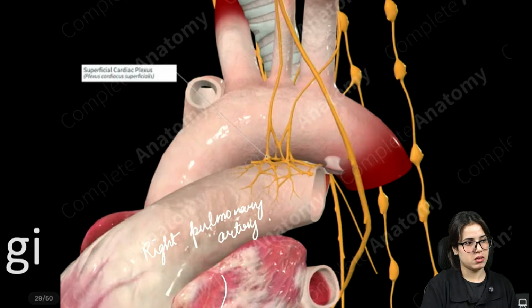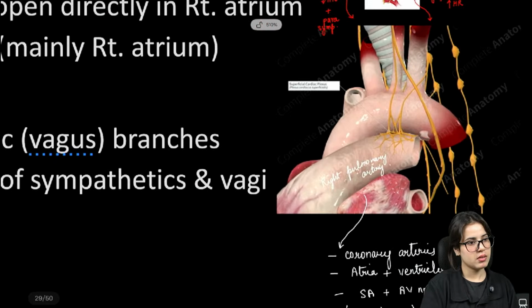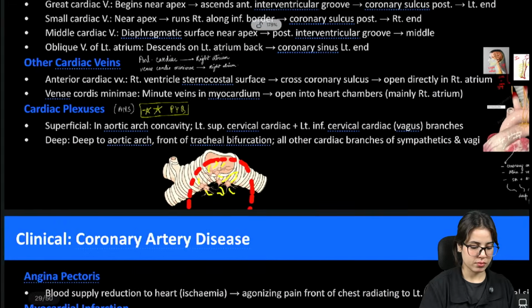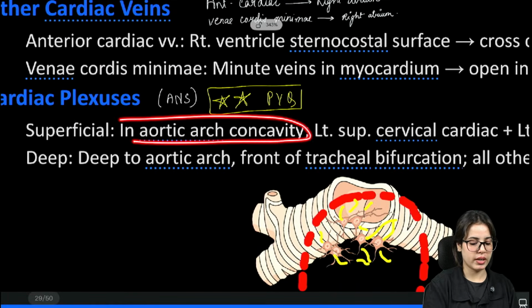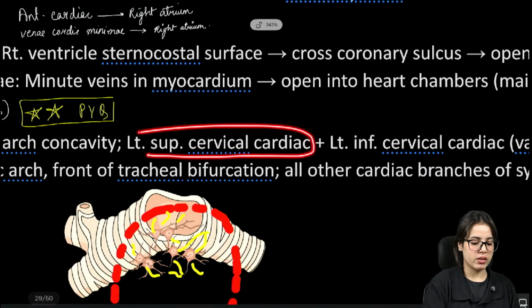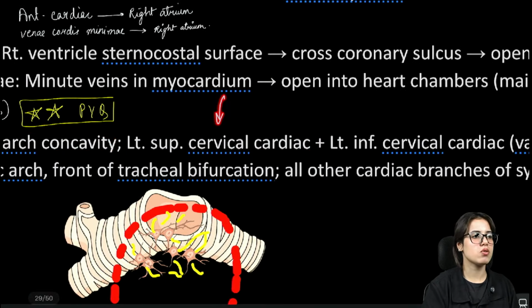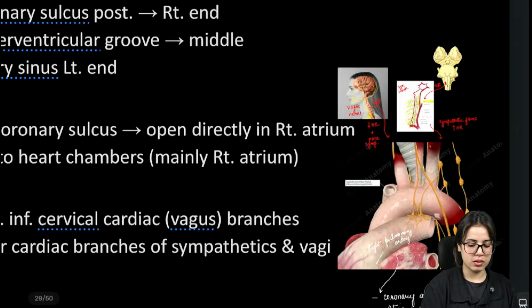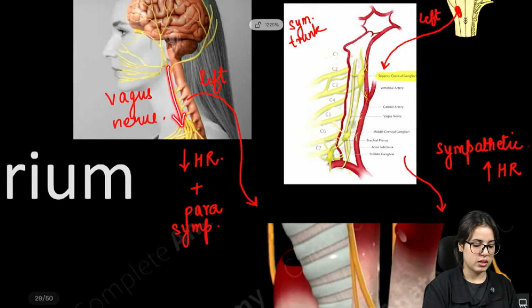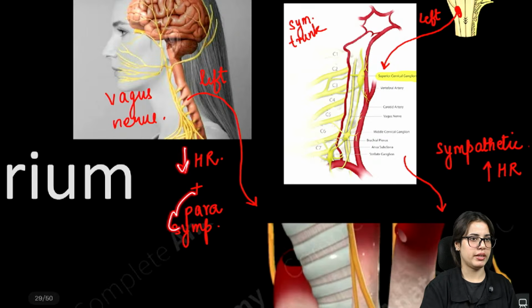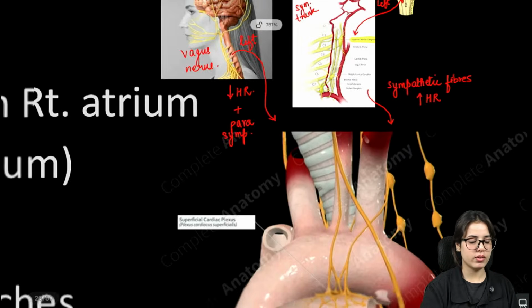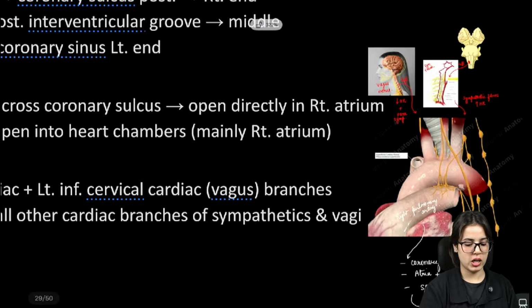Superficial cardiac plexus. Okay. We'll read this. In the aortic arch concavity, left superior cervical, very important. They usually ask the formation of the superficial cardiac plexus. So learn this, memorize this if you can't remember from the diagram. The other part is from the vagus nerve. Again, left, okay? Left cardiac branch of the vagus nerve brings parasympathetic fibers that decrease heart rate, okay? Both of them form the superficial cardiac plexus.